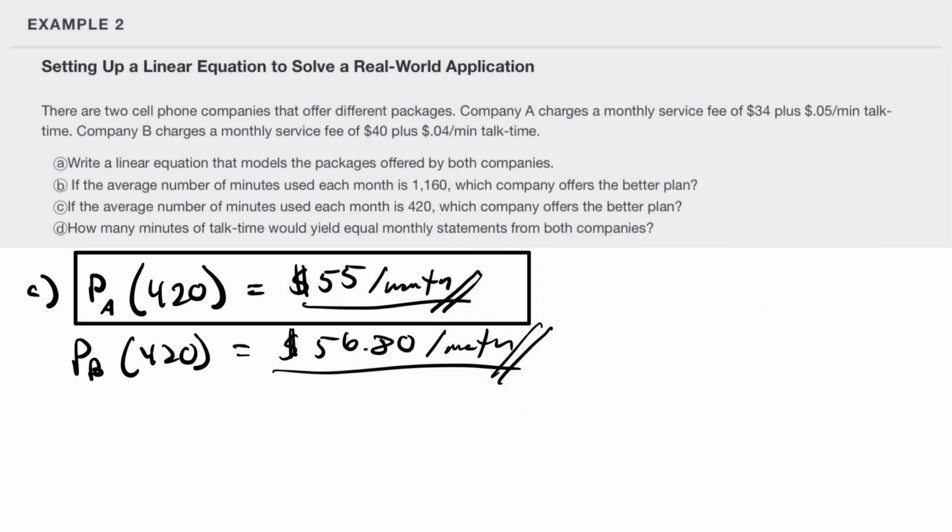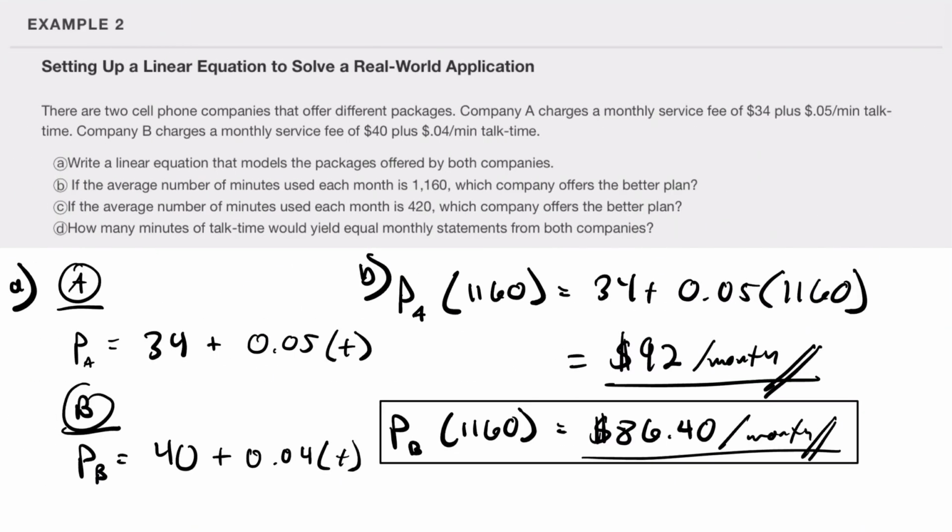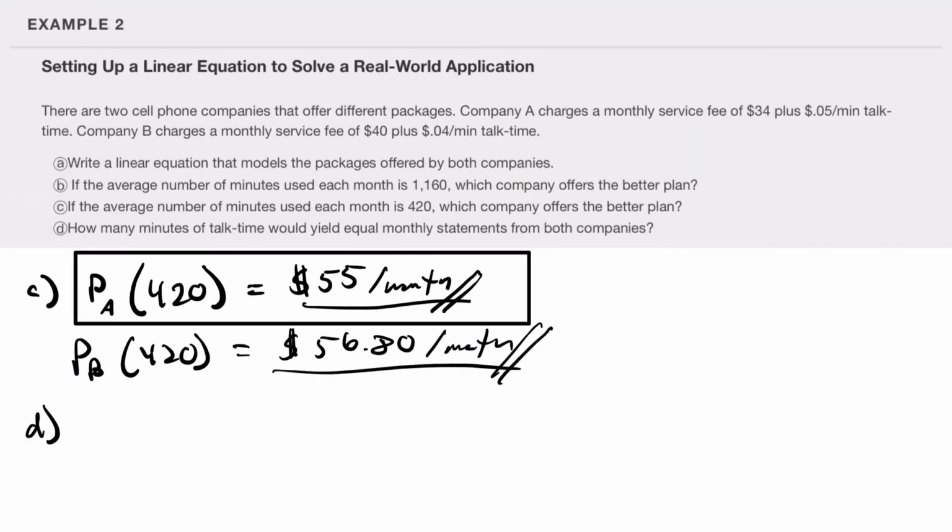Okay. How many minutes of talk time will yield equal monthly statements from both companies? Okay. So then for D, they're asking us to basically equate these two equations, or set these two models equal to each other and solve. So I'm gonna get a copy from here. Copy. Paste. Let's see. So we want to see when is that one equal to this one.